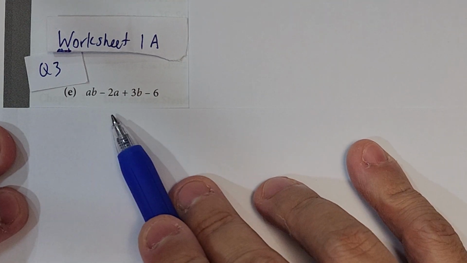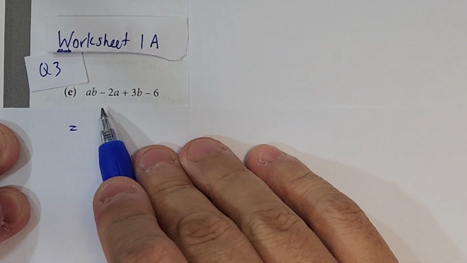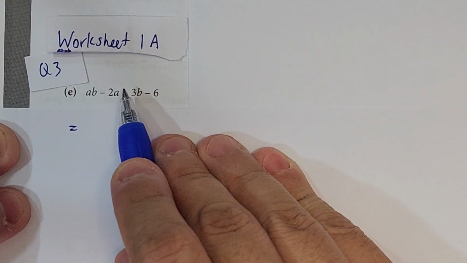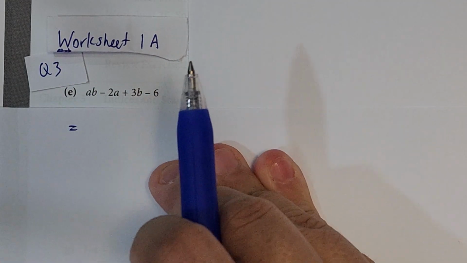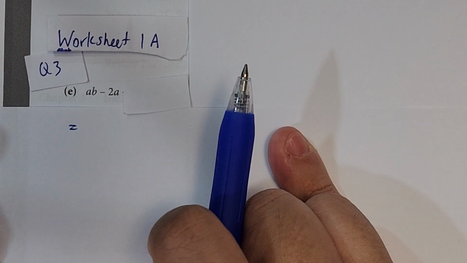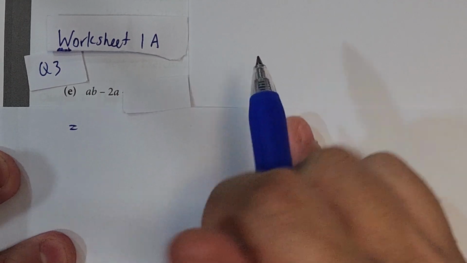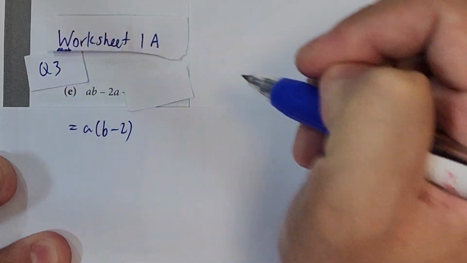Right, so the first 2 terms, we factorize them: AB minus 2A. Just look at them first. The other 2 terms, just ignore them, cover them first. So AB minus 2A factorizes to A(B minus 2).